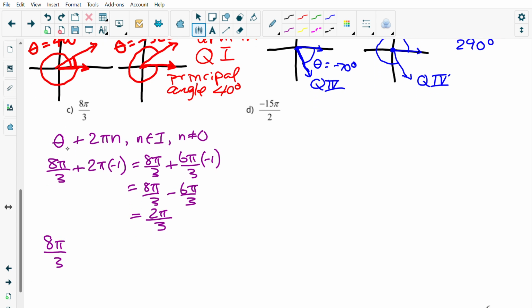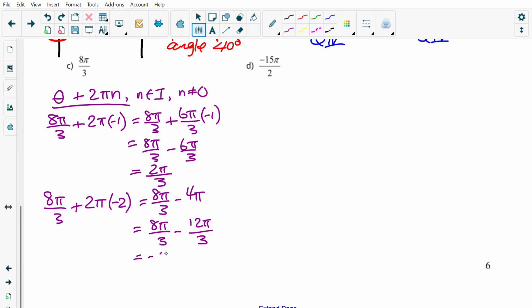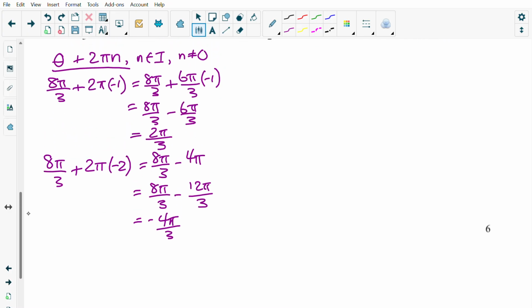Okay, that's that one. Let's do our negative angle. So 8 pi over 3, let's use this general format, plus 2 pi. How will I get a negative angle? Let's multiply by negative 2. So an n value of negative 2. That equals 8 pi over 3 minus 4 pi. So 8 pi over 3 minus, that is 12 pi over 3. And so that is equal to negative 4 pi over 3.